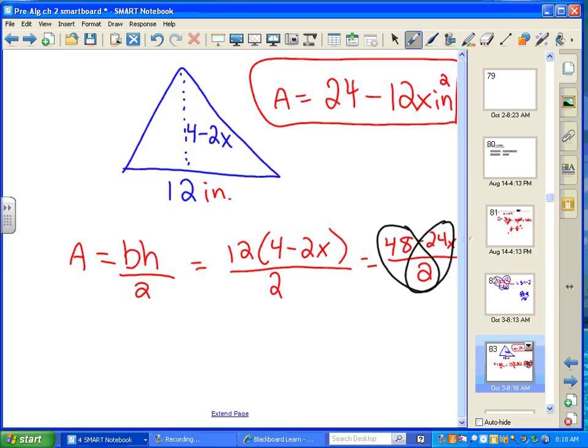Annalise? No, area of a triangle is always like this. We always did them like this. You're thinking of perimeter, I think. Thinking of perimeter? Okay, good. What did you do? 4 what? No. Can't do that. This term does not have an x. Remember, they're not like terms. Go back to the beginning of chapter 2. Okay?